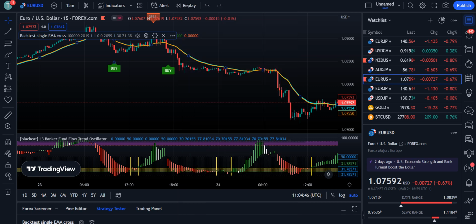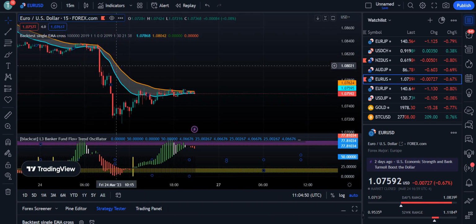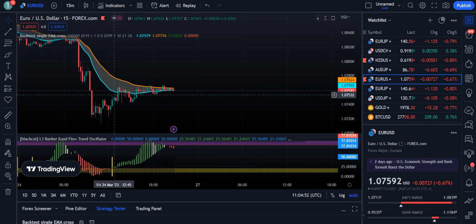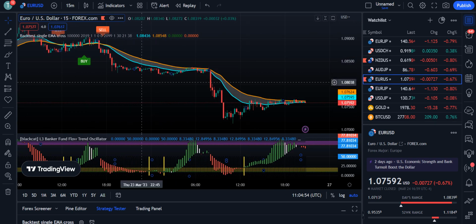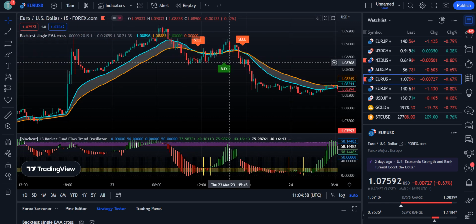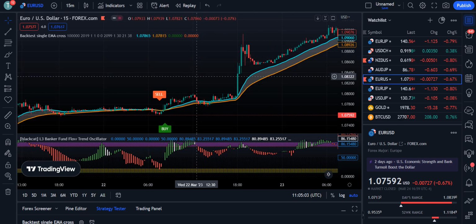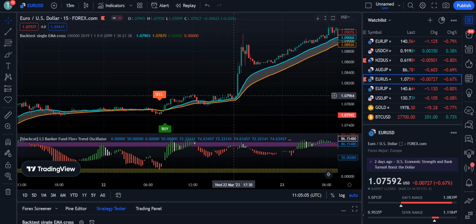These two values are very proper values that will be used for the crossover of the two EMAs, whenever we are going to see the market trend for our profitable or accurate trading.